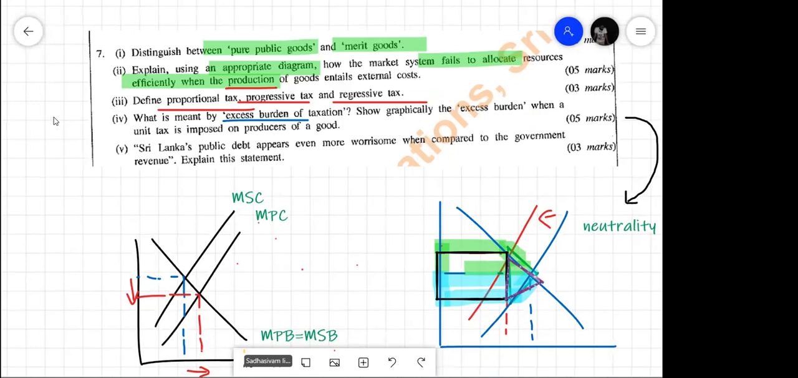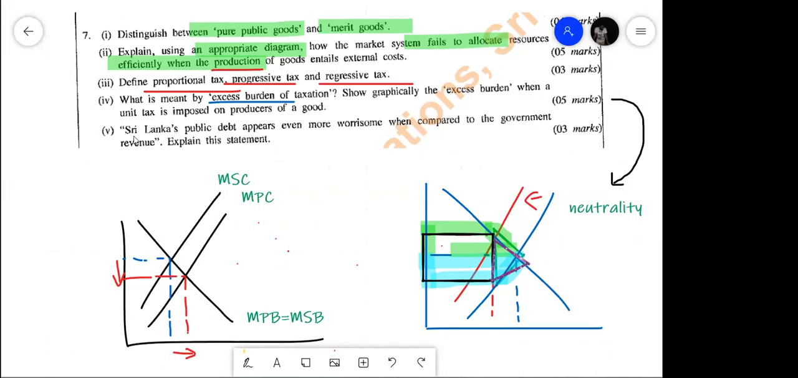Okay, so then the fifth one. Sri Lanka's public debt appears to be more worrisome when compared to government revenue. Explain this statement. Guys, this can be a question that can even show up somewhere in this year, right? When they talk about public debt and all of this, there can be things that come up, okay?